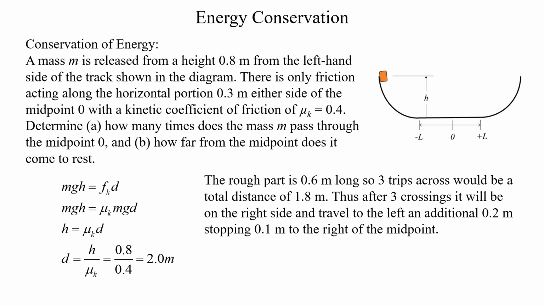Well, the rough part is 0.6 meters long. It's 0.3 meters on each side of the midpoint, so a total distance of 0.6 meters. So if we make 3 trips across, that gives us a total distance of 1.8 meters, and so we have an additional 0.2 meters left. So it will go across 3 times, and after 3 crossings, it will be on the right side, and then it will travel in addition to the left an additional 0.2 meters, stopping at 0.1 meters to the right of the midpoint.